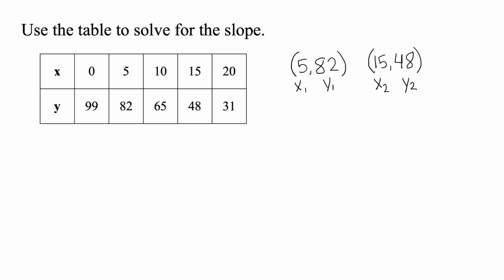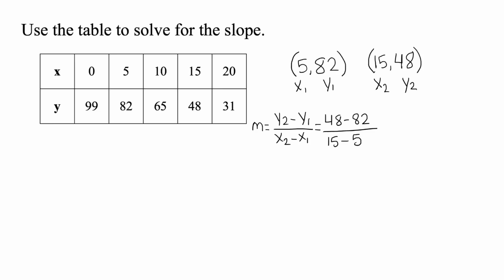Then, substitute the x and y values into the slope formula. The slope formula is the change in y divided by the change in x. Slope equals y sub 2 subtract y sub 1 divided by x sub 2 subtract x sub 1. The slope of this line equals 48 subtract 82 divided by 15 subtract 5.